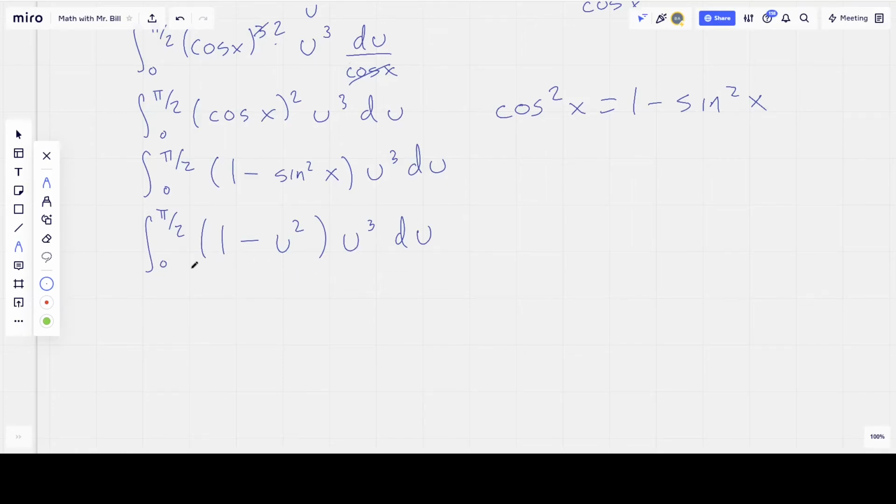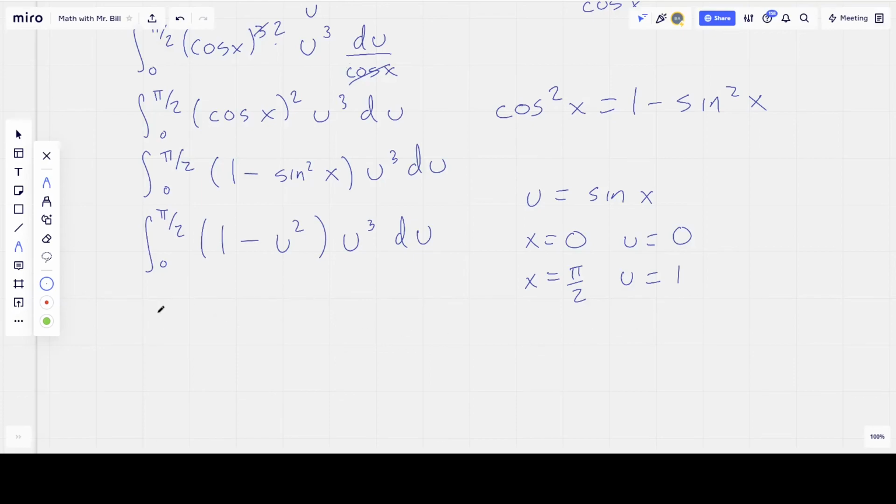And there's one other thing that I want to do. I want to change the limits of integration from x values to u values. So I was told that u is equal to the sine of x. When x is equal to 0, well, what's the sine of 0? That's just 0. So that means u is equal to 0. And if x is equal to pi over 2, well, looking at your unit circle, you see that sine of pi over 2 is equal to 1.